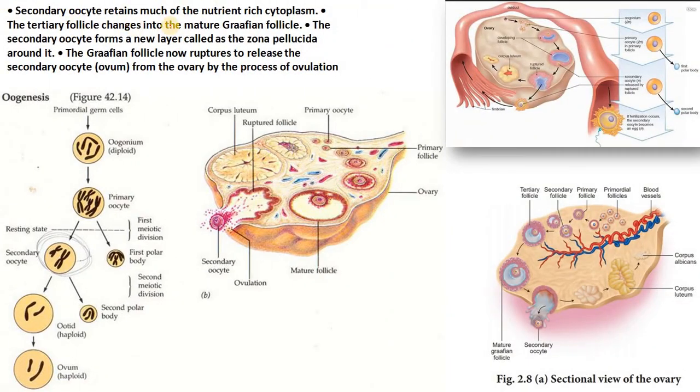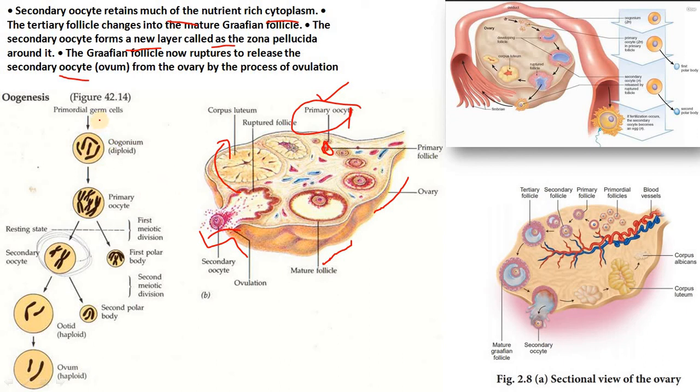So, the secondary oocyte retains much of the nutrient-rich cytoplasm, and the tertiary follicle changes into the mature Graafian follicle, and the secondary oocyte forms a new layer called the zona pellucida around it. The Graafian follicle now ruptures to release the secondary oocyte, or ovum, from the ovary by the process of ovulation. So this is a picture showing the corpus luteum. Then it is a ruptured follicle, and starting from here, it is a primary oocyte. Then the primary follicle develops, and then it is a mature follicle, and then ovulation occurs as the secondary oocyte. Then it returns in the form of the corpus luteum.